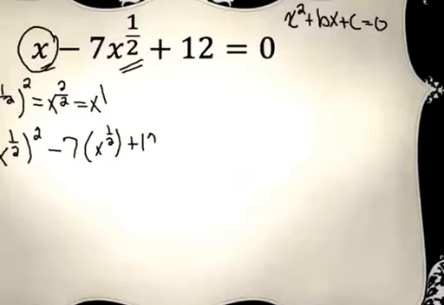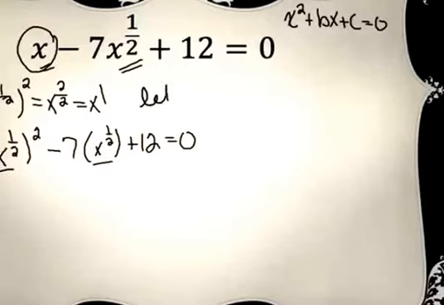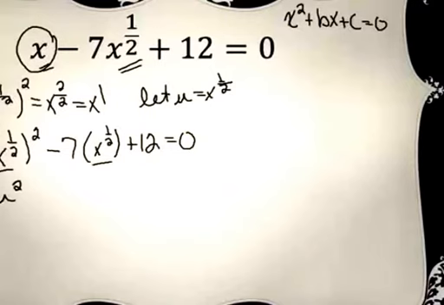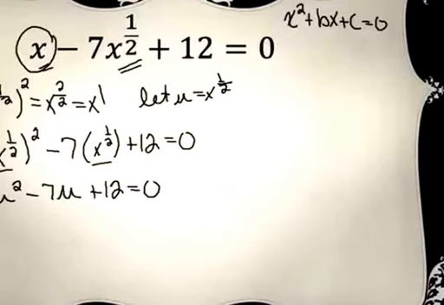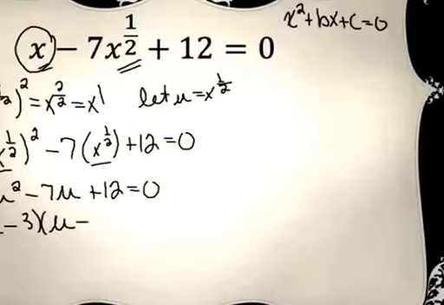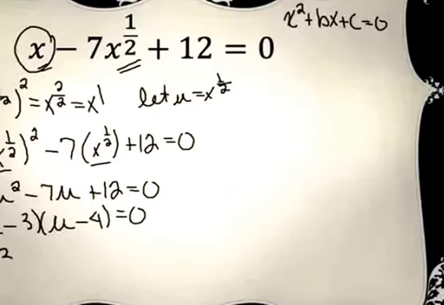plus 12 equals 0. So as you can see, I'm going to substitute x to the 1/2. So we're going to let u equal x to the 1/2. So let's do that. So we have u squared minus 7u plus 12 equals 0. We're going to factor just as usual. So we're going to have u minus 3 times u minus 4 equals 0. u equals 3 and u equals 4.